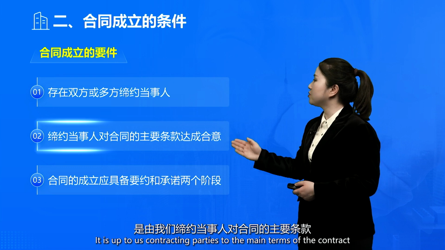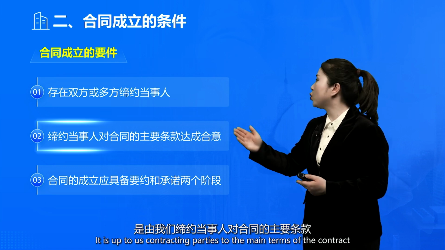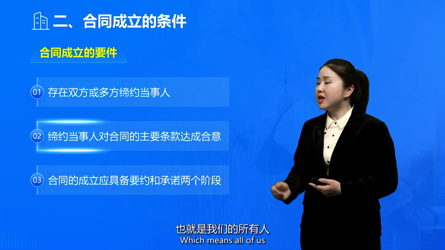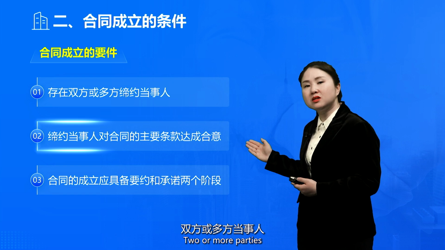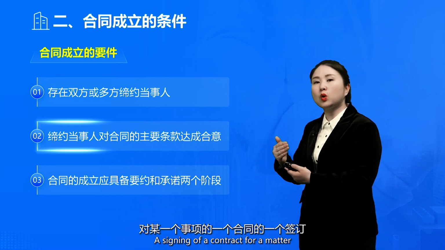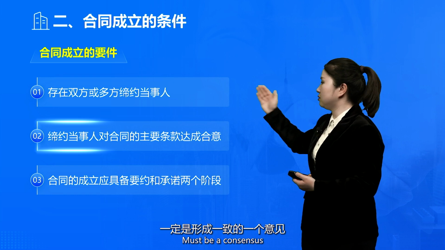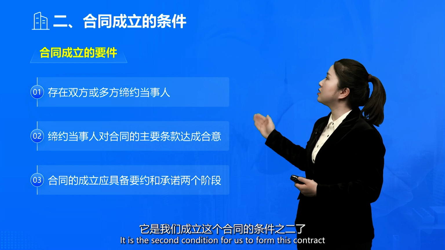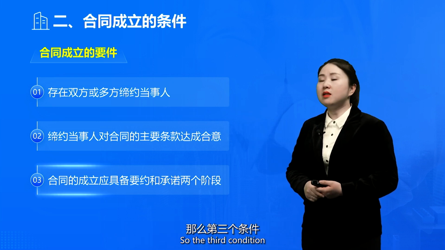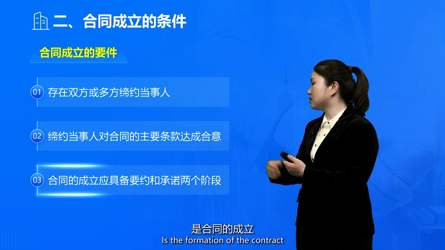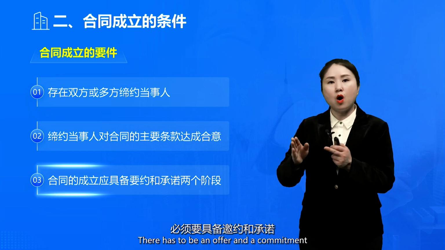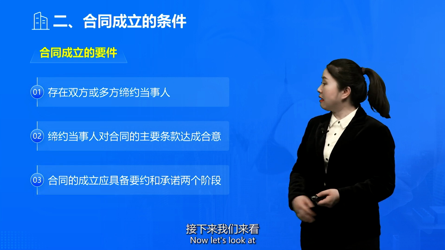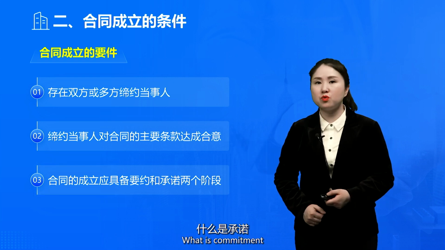Second condition: the contracting parties must reach an agreement on the main terms of the contract. Which means that when two or more parties sign a contract for a matter, there must be a consensus. It is the second condition for us to form this contract. So the third condition is that in the formation of the contract, there has to be an offer and a commitment, these two stages. Now let's look at what exactly an offer is and what a commitment is.